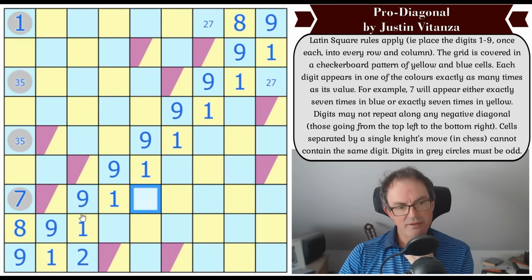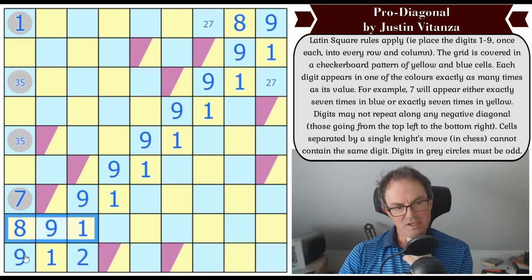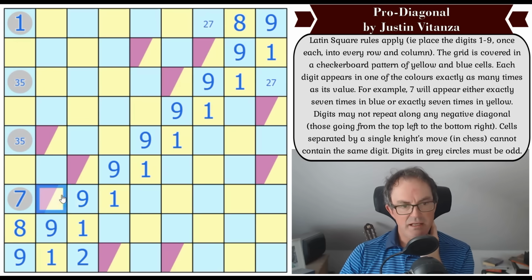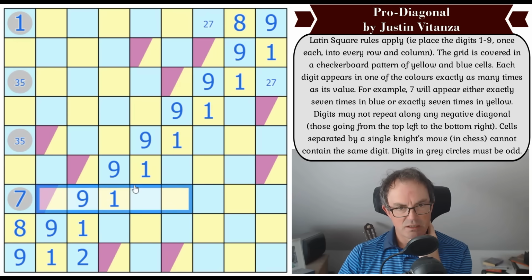I tell you what, the other thing I'm just noticing now is it looks like these rows are cycling. 9, 1, 2. Does that mean this is going to go 3, 4, 5, 6, 7, 8? And look, 8, 9, 1. This might go 2, 3, 4, 5, 6, 7, 8, 9. It looks like the grid is cycling.